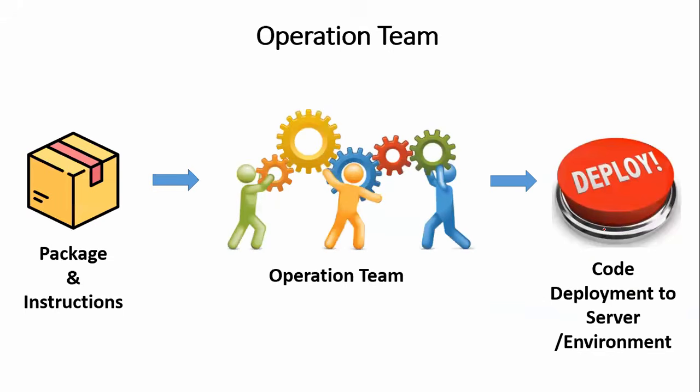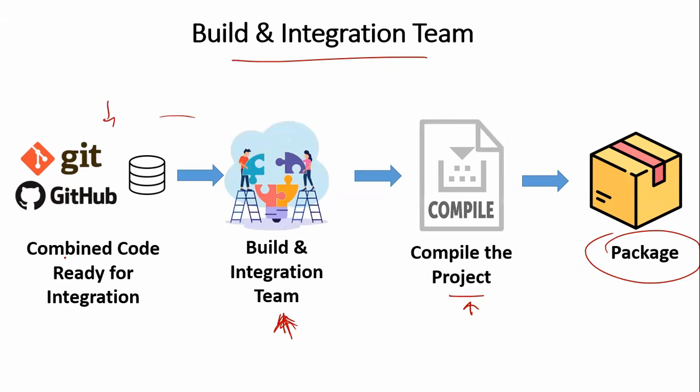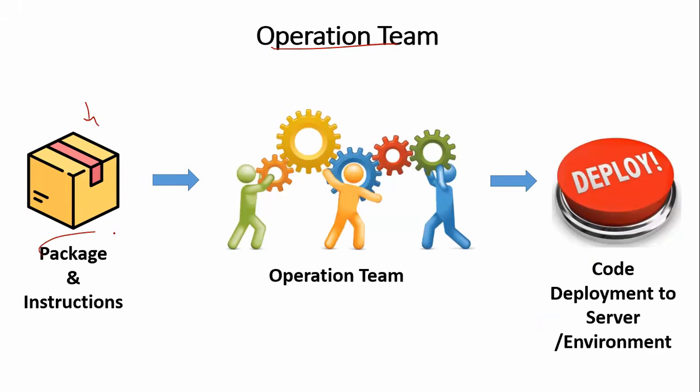Once that package is ready, now the third team comes into the picture, called the operation team. This is also a development team, no doubt about it. But they are given a package by the build and integration team. Finally, they will have a package and instructions. Instructions means, for example, we have so many environments: dev environments, QA1, QA2, SIT. In simple terms, we'll say SIT. After SIT, we'll go to UAT, which is nothing but pre-production, then production. So who is doing all of this is the operations team.